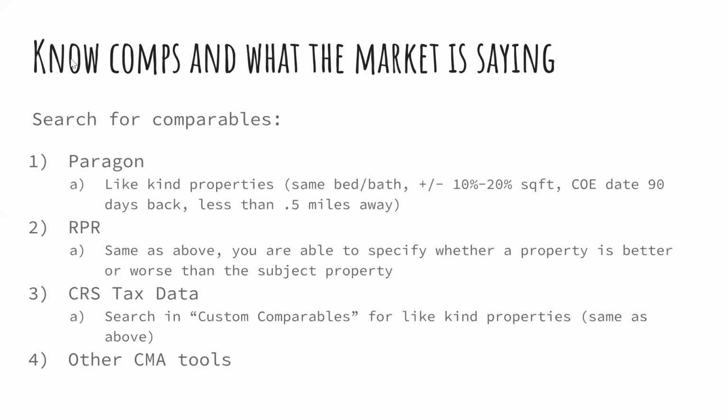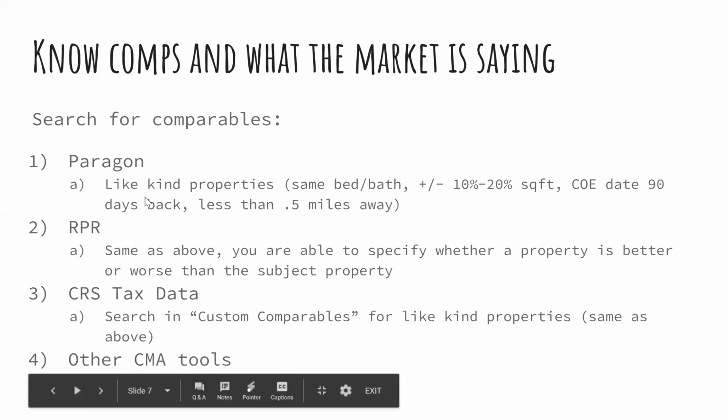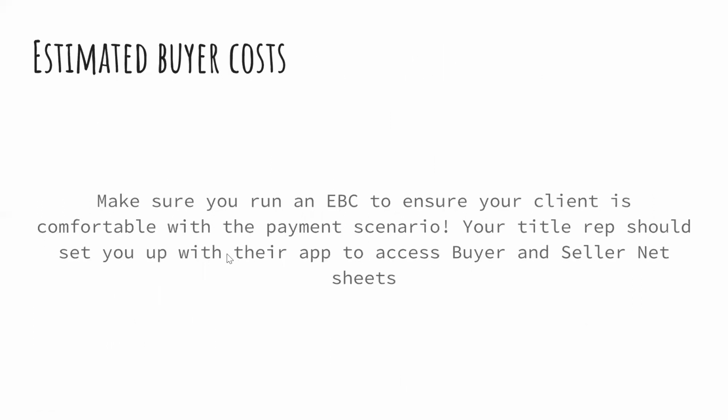I put in here search, just to know what the market's saying and how to do CMAs. So you can go ahead and read this in there. Estimated buyer cost: get with your title representative to set up their app and access the buyer and seller net sheets.